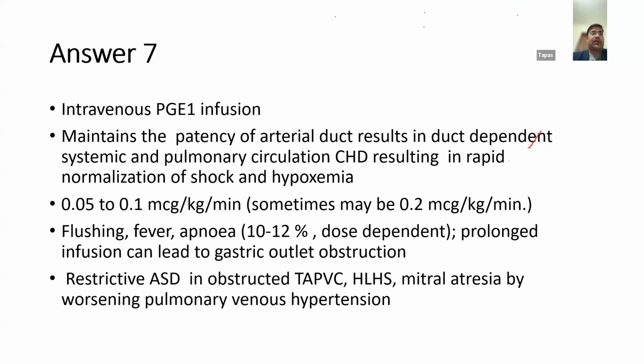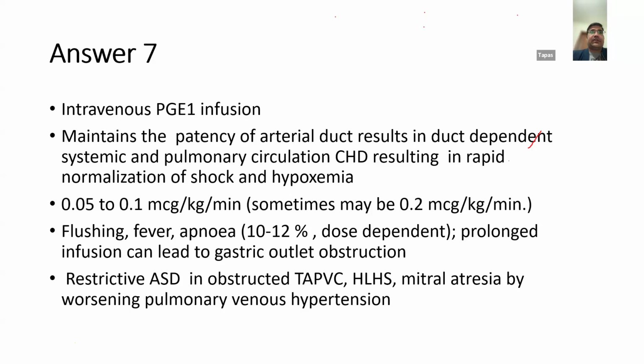The typical dose is 0.05 microgram per kg per minute, and then you hike it by 0.01 whenever you are using it in babies with CCHD. So you start with 0.05 mics per kg per minute, and you hike it by 0.01 mics per kg per minute every 15-20 minutes depending upon the response. The maximum dose is 0.1 mics per kg per minute, and you can go up to 0.2 mics per kg per minute also.